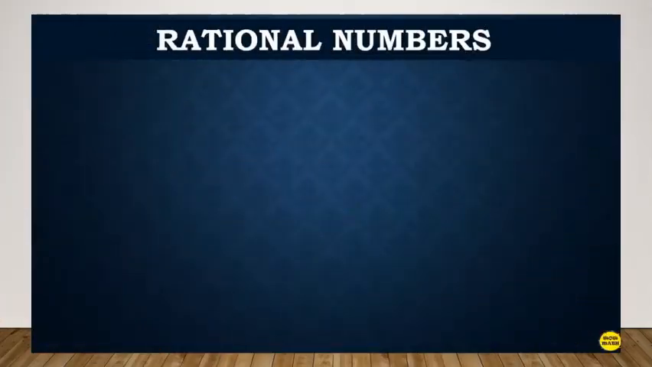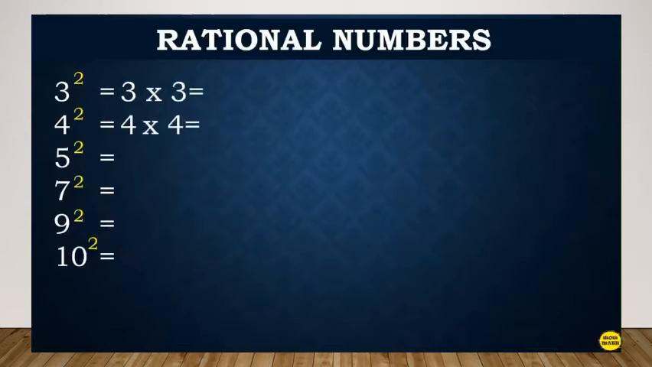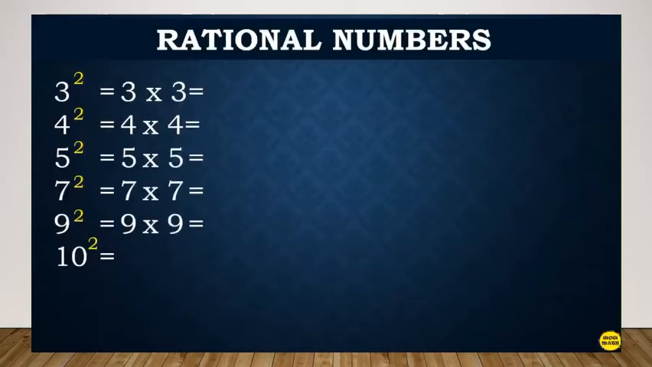So let us define first the rational numbers. In squaring a number, if I have 3, 4, 5, 7, 9, 10, if we try to get the square of these numbers, you will see a square on those numbers. If we have 3 squared, that is 3 times 3. 4 squared is 4 times 4. 5 squared is 5 times 5, and so on.